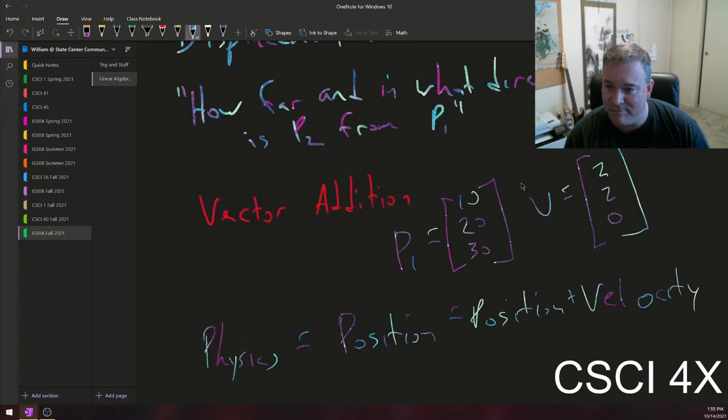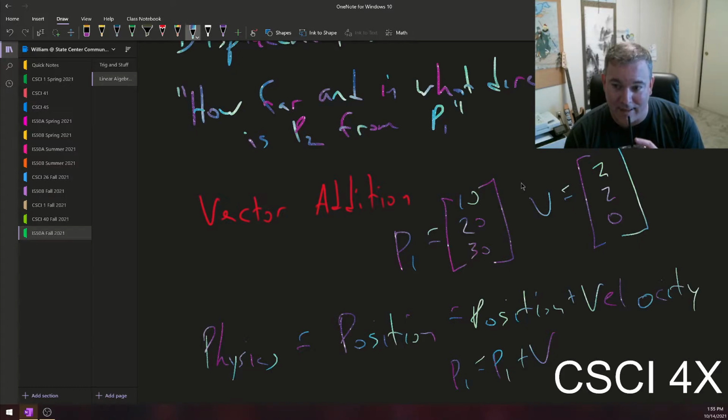And so we set our position. Every frame, we're going to run the physics on this. Every frame, our new position is equal to our old position plus the velocity. So if our old position was 10, 20, 30, and we move 2 units east and 2 units north, what do you think our new coordinate is going to be? This is the x, this is y, this is z. We're saying P1 is equal to P1 plus V. What do you anticipate our new position is going to be?